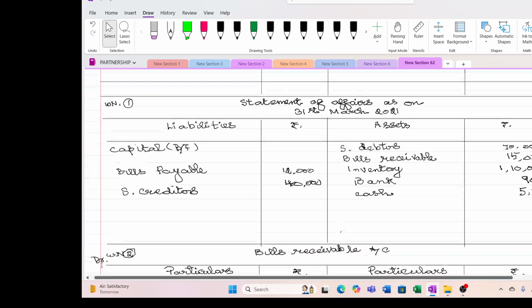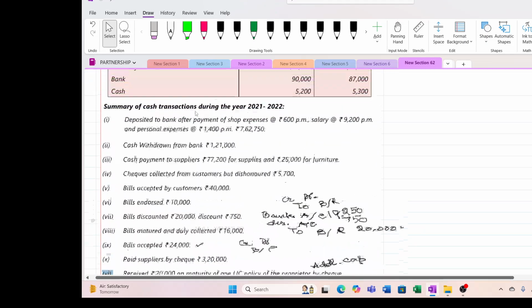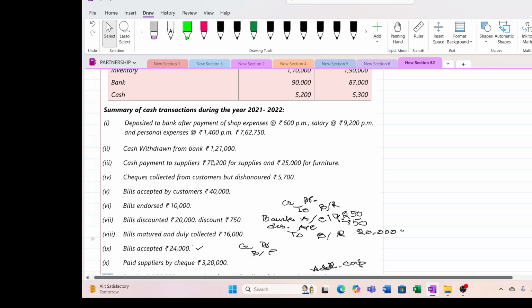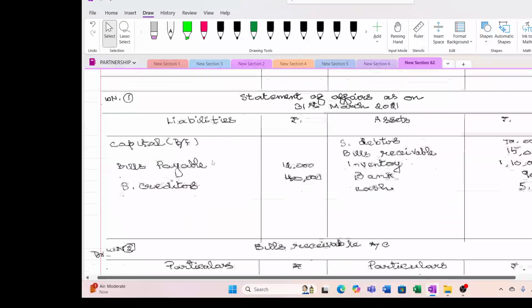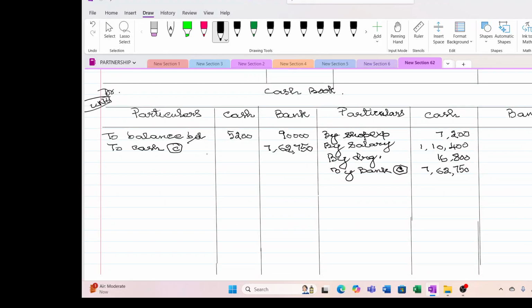Okay. So 7,62,750 amount has been deposited into bank. So first entry I have done. We will see this thing. See here. We have done 600, 9,200, then this. Next one, cash withdrawn from bank, 1,21,000. Cash withdrawn from bank. So the money has gone out of the bank. So by cash account, this is also a contra entry. So 1,21,000 has been taken out of the bank.